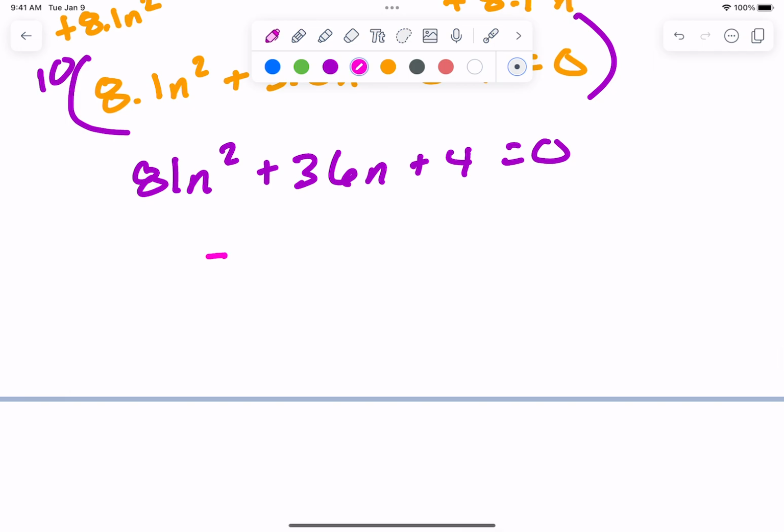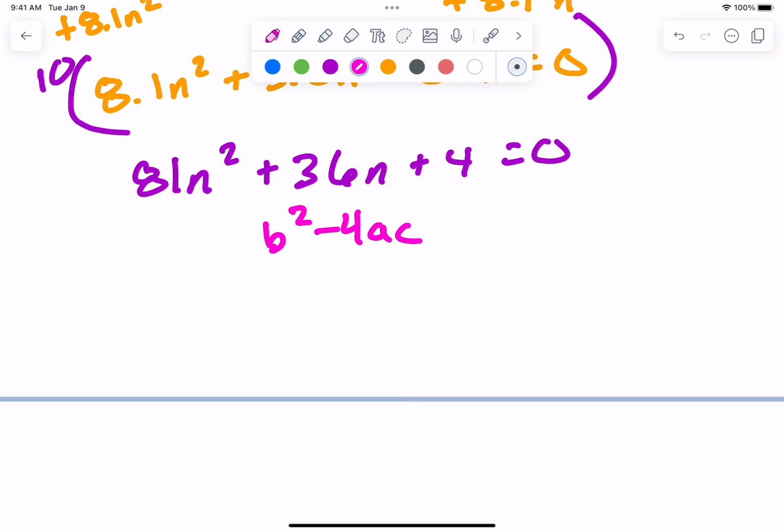Okay, negative b will be negative 36 plus minus square root. What's 36 squared? Oh, it's just a discriminant? Okay, perfect. Okay, b squared minus 4ac. Okay, what's 36 squared?